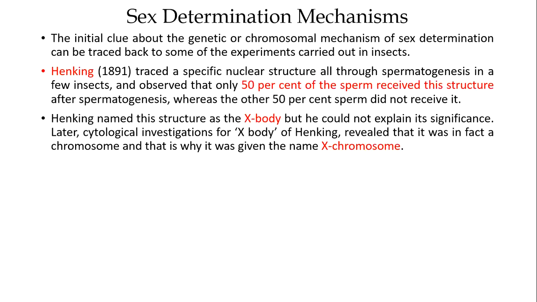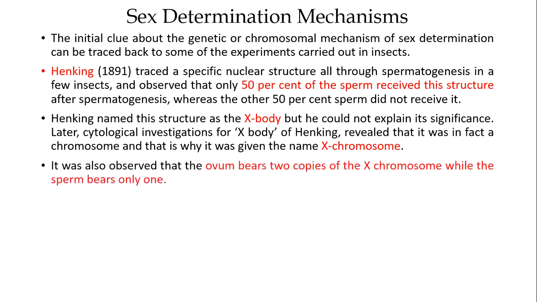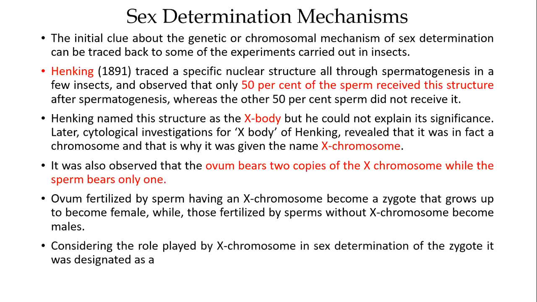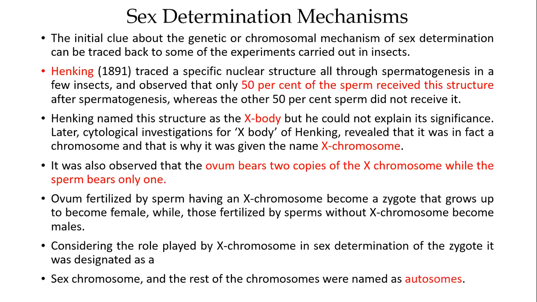Later, cytological investigations for X-body revealed that it was in fact a chromosome, and that is why it was given the name X chromosome. It was also observed that the ovum bears 2 copies of the X chromosome while the sperm bears only 1. Ovum fertilized by sperm having an X chromosome become a zygote that grows up to become female, while those fertilized by sperms without X chromosome become males. Considering the role played by X chromosome in sex determination of the zygote, it was designated as sex chromosome, and the rest of the chromosomes were named as autosomes.